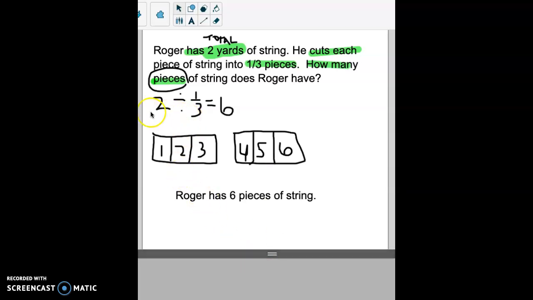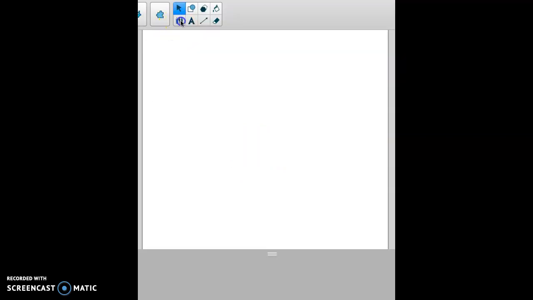So again, first we wrote the total amount he has, and we drew 2 whole fraction strips. Then we divided it by the amount he's cutting each piece of string into, which was 1/3, and then we counted each piece, and that's how many pieces that he has. Okay, let's try another one. Make sure you're copying in your notebook.